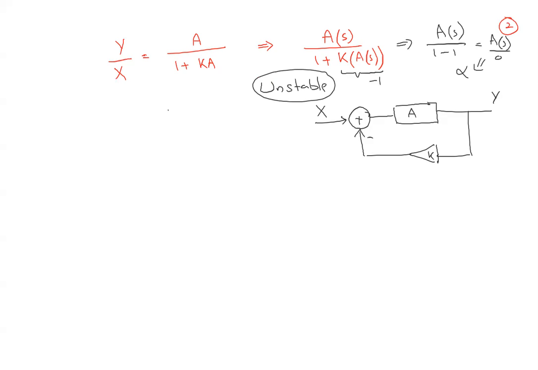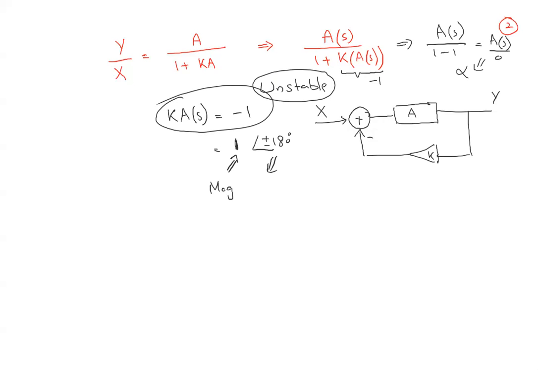When can K times A of s be -1? When the magnitude is 1 and the angle is plus or minus 180 degrees. So that's something we need to make sure. If K times A of s is -1, this means my magnitude is 1 and the angle is 180 degrees. So if these both conditions coexist at any point, this means my system is unstable.